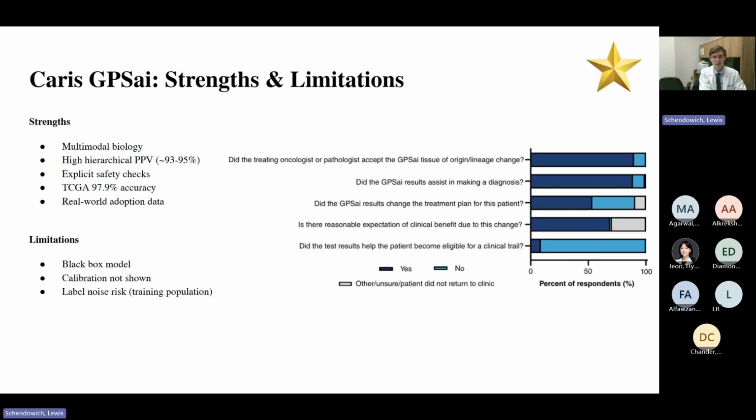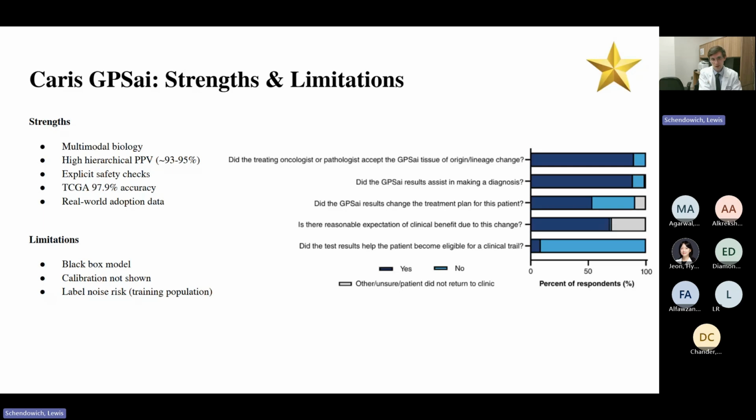Here's the most important slide for the CARIS AI. It's a multimodal biology model that uses DNA as well as RNA and the gender, with a very high hierarchical positive predictive value. It has explicit safety checks, and it has real world adaptation data. When they compared it to the TCGA, the external data set, it was around 97.9% accurate. Again, if you remember, the Tempus was around 80%.